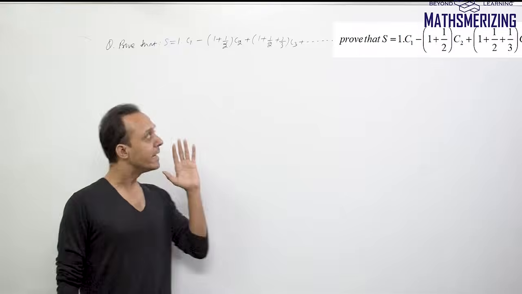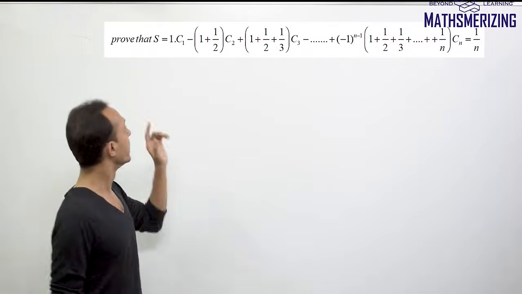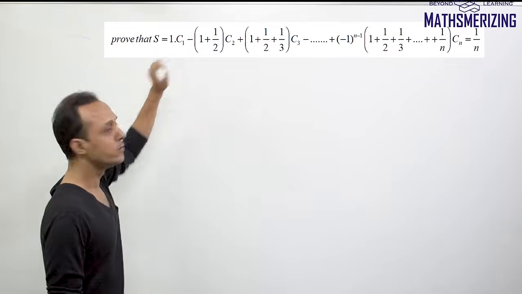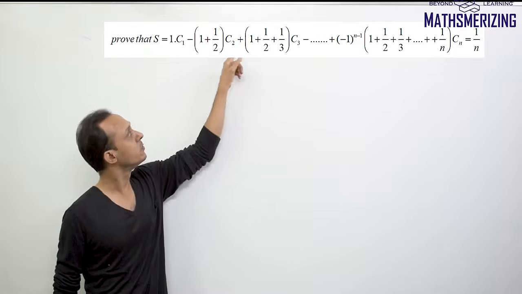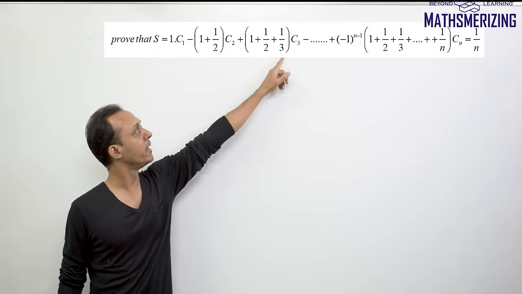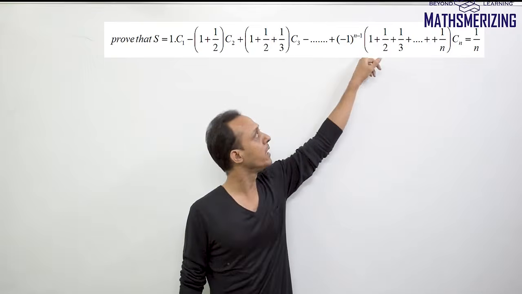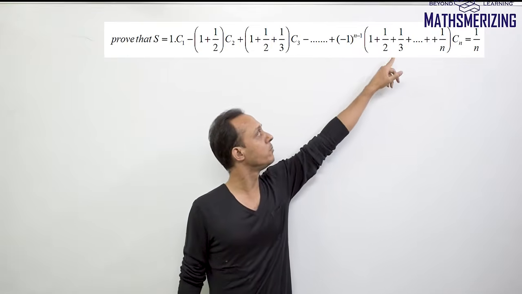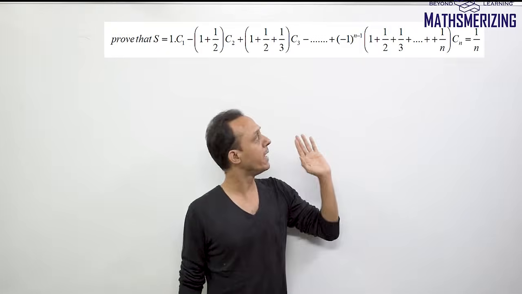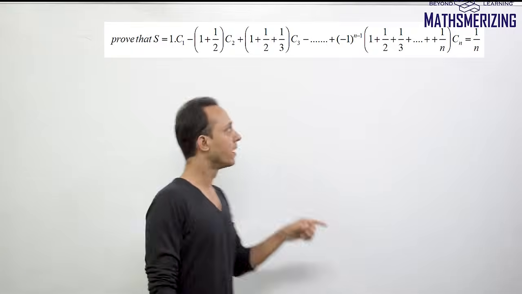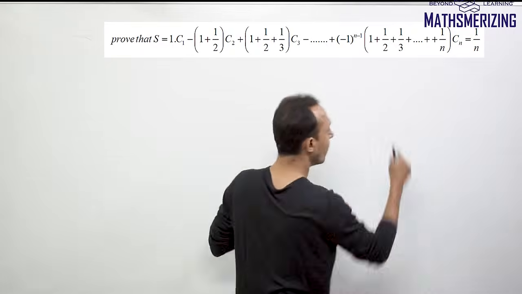Today we'll discuss a very cool question in binomial theorem, and the question goes like: 1 into C1 minus (1 plus 1 by 2) C2 plus (1 plus 1 by 2 plus 1 by 3) C3, and it goes all the way up to minus 1 to the power n minus 1, (1 plus 1 by 2 plus 1 by 3 up to 1 by n) Cn, and we need to prove that the sum of this series is simply 1 by n.